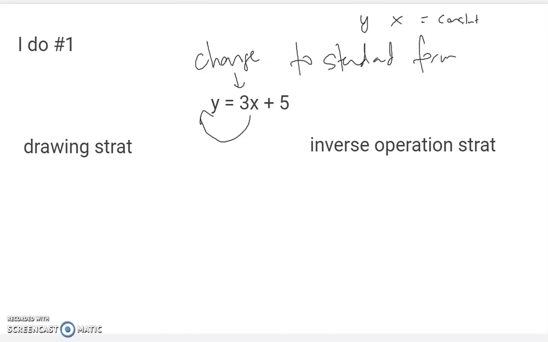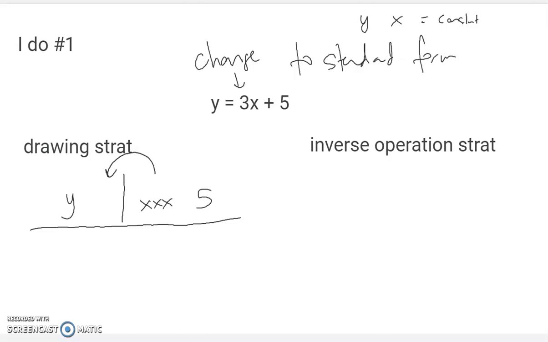here. So I'm just going to use our same two strategies I taught you to do one operation with and just show you how quickly and easily they switch to another. So if I were to draw this out with my drawing strategy, I would have a y on one side, I'd have 3x on one side, and I would have 5 on this side. And what I would really like to do is move these over there, but that's not a thing I can just do. Whatever I do on one side, I have to do on the other.